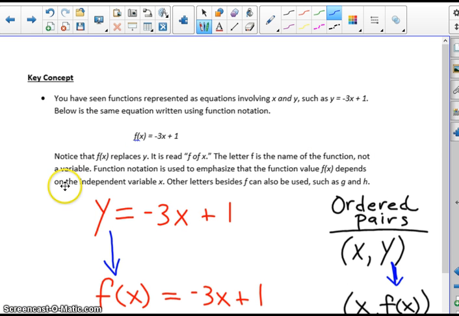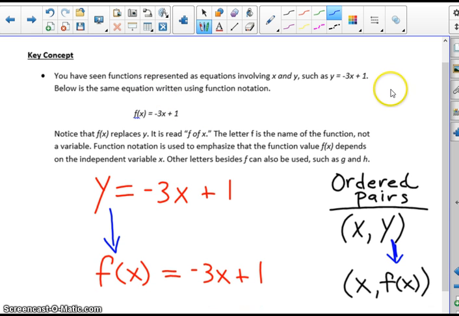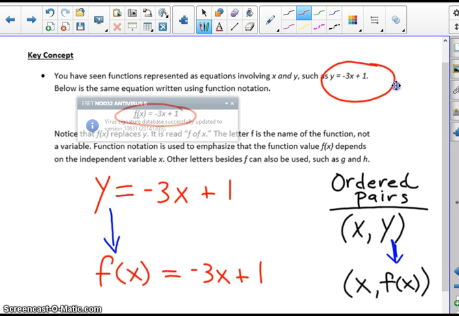All right, so the next concept that we're going to talk about is function notation. So we've been used to using equations written like that to identify our functions. Y equals negative 3x plus 1. Now we're going to begin using function notation. F of x equals negative 3x plus 1. F of x is going to replace y.